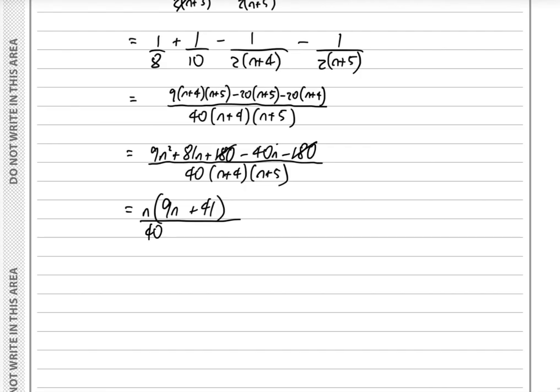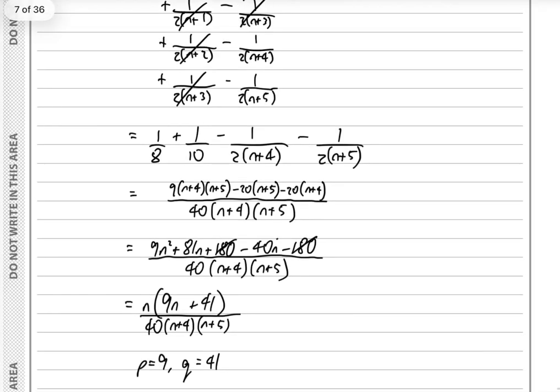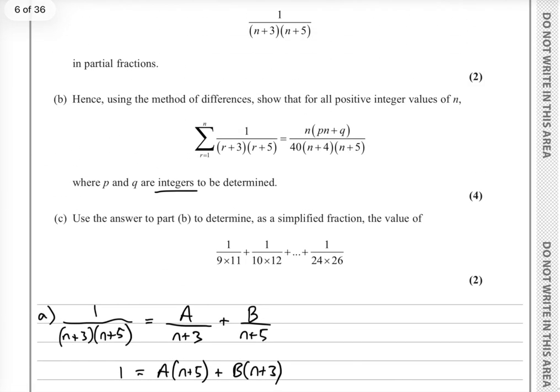And there we go. P is equal to 9, Q is equal to 41. Integers, and finished part B.